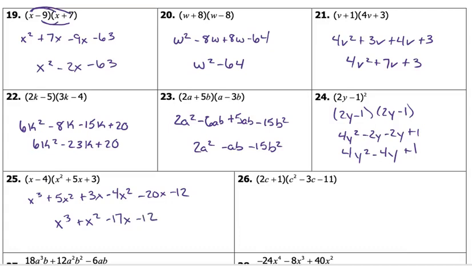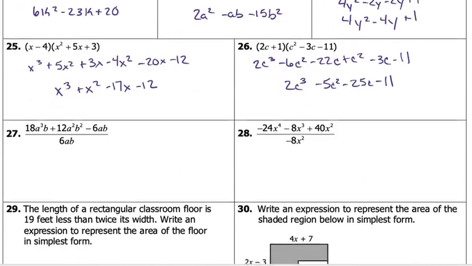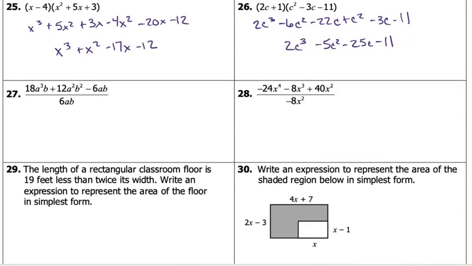All right, try number 26. All right, so it looks like we have 2c to the third minus 5c squared minus 25c, and then minus 11. Okay. Up next, let's take a look. 27 and 28 change up just a little bit. We're dividing here. So 27, remember when I have a trinomial divided by a monomial, or anything divided by a monomial, we could actually kind of divide this up into 3 fractions.